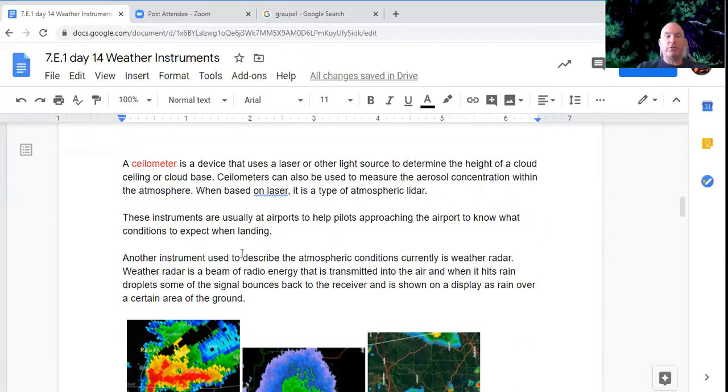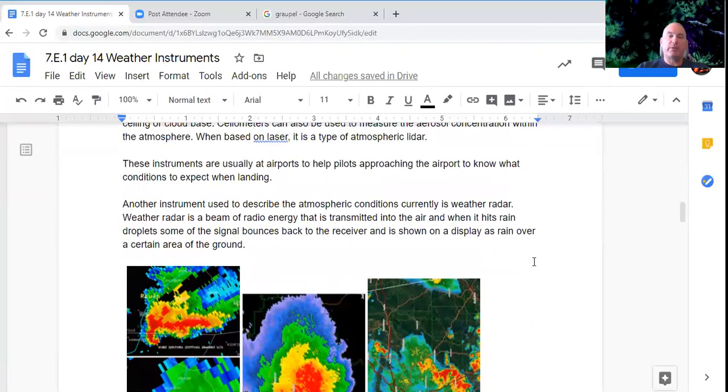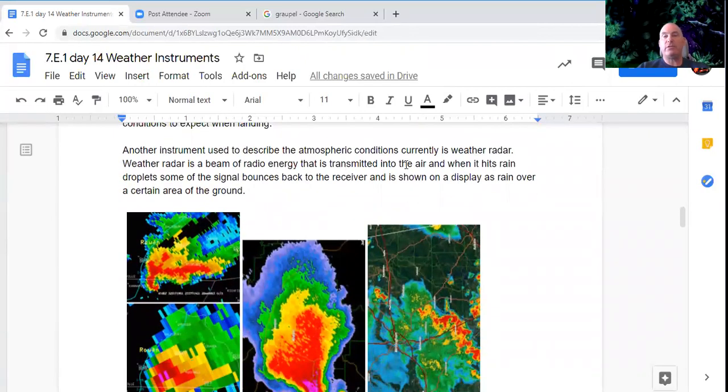Another instrument used to describe the current atmospheric conditions is weather radar. Everybody's seen weather radar pictures. Weather radar is a beam of radio energy that's transmitted into the air, and when it hits rain droplets, the signal bounces back to the receiver. It is shown on a display as rain over some area of ground.